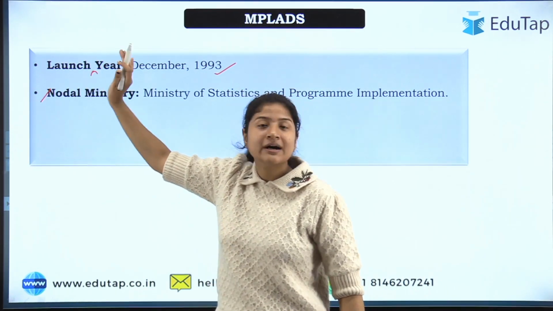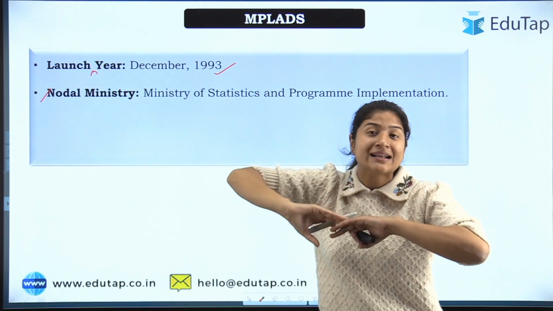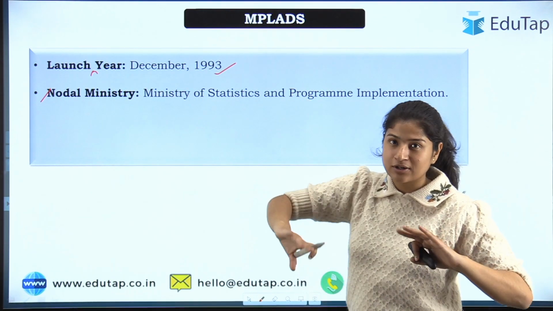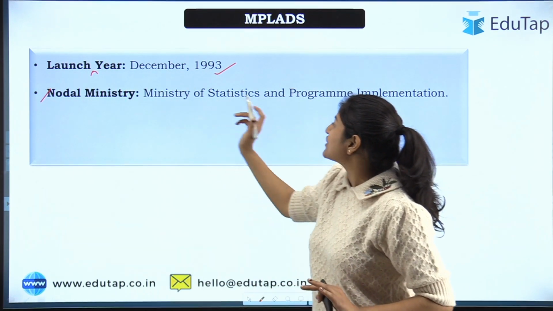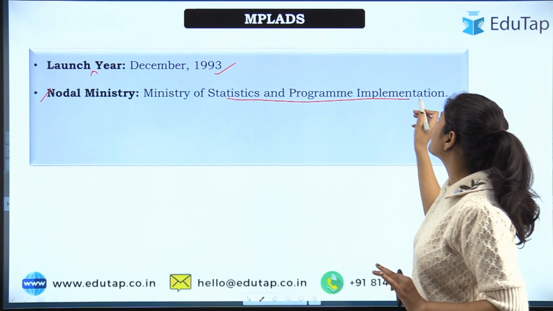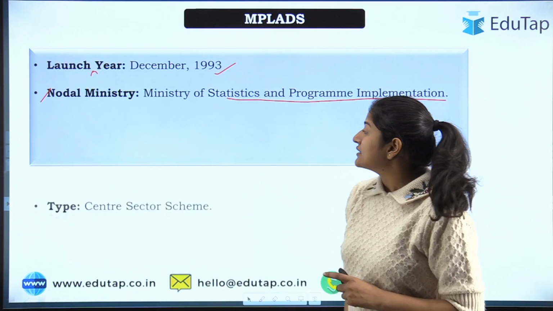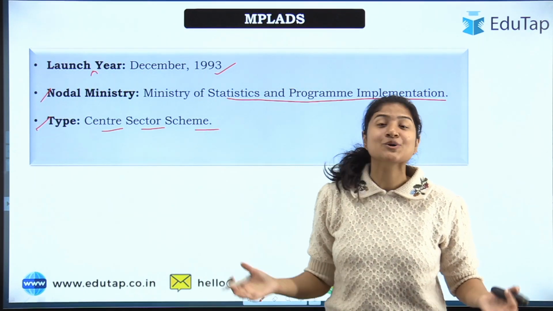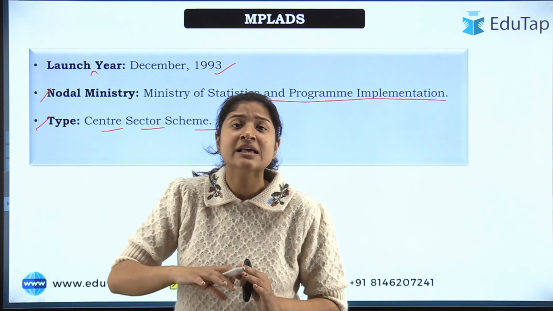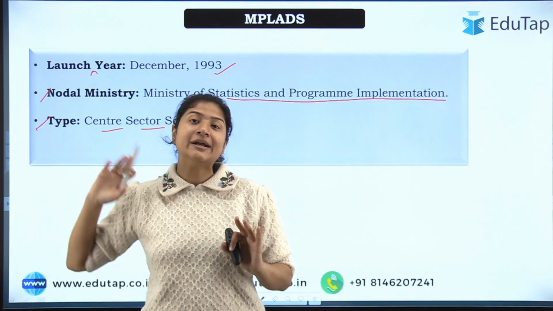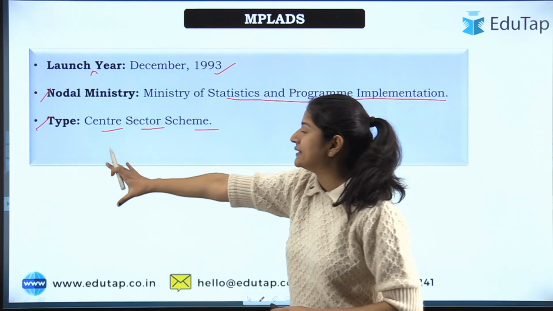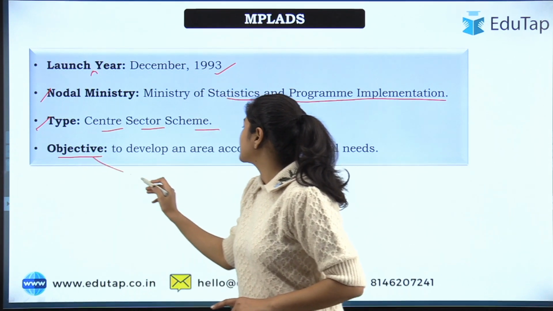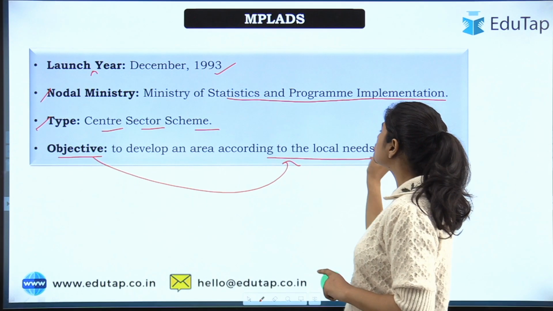So the nodal ministry, nodal means basically any ministry that is responsible for all the rules and frameworks and regulation related to that particular scheme or program, all right? So the nodal ministry here is the Ministry of Statistics and Program Implementation. The type of scheme is a central sector scheme. What is a central sector scheme? So basically, if any scheme is fully or 100% funded by the central government, it is known as a central sector scheme, right?